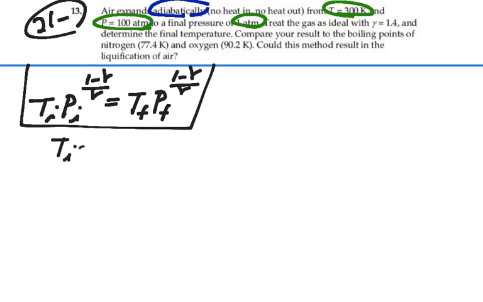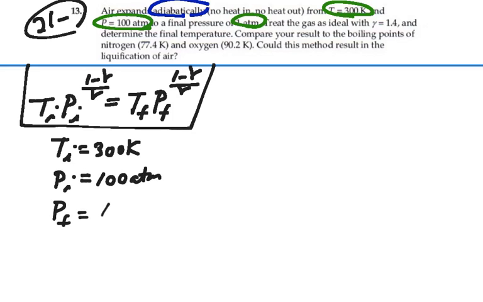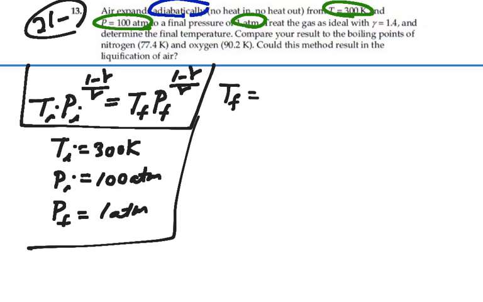Initial temperature is 300 Kelvin. Initial pressure is 100 atmospheres. And final pressure is 1 atmosphere. Let's solve this for our final temperature. Final temperature should equal our initial pressure divided by our final pressure to the (1 minus gamma) over gamma times our initial temperature.